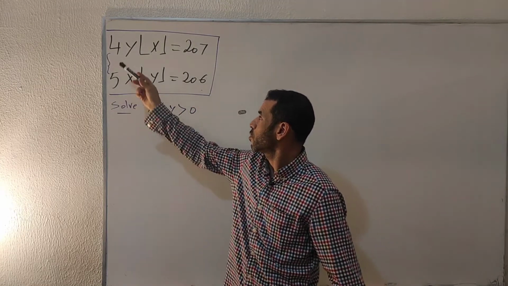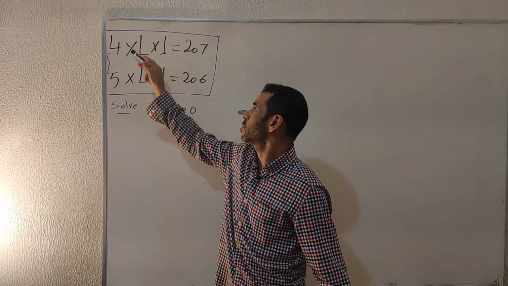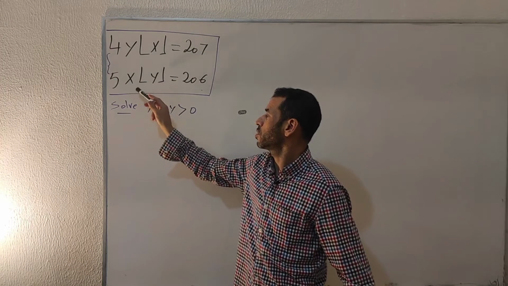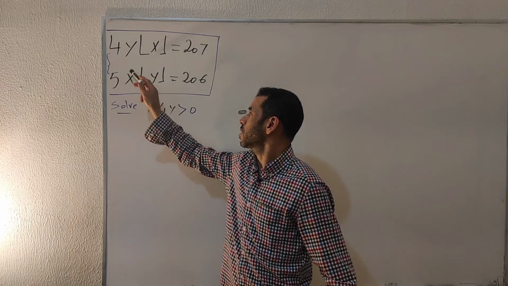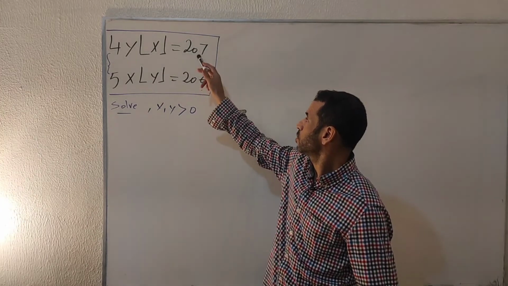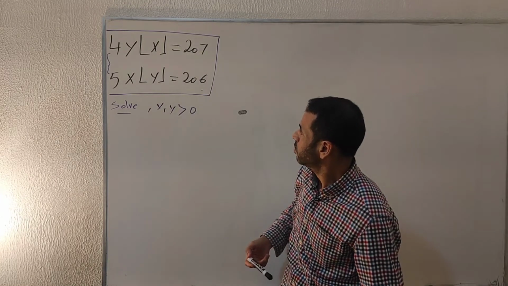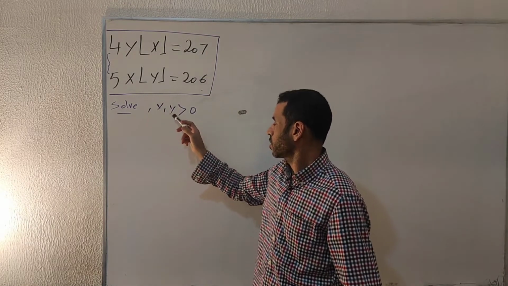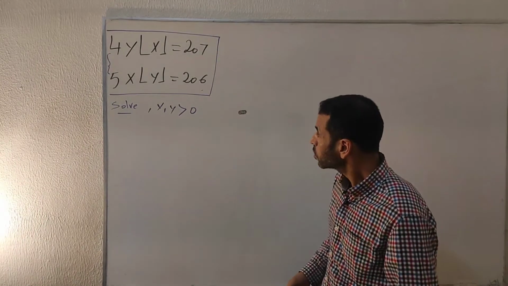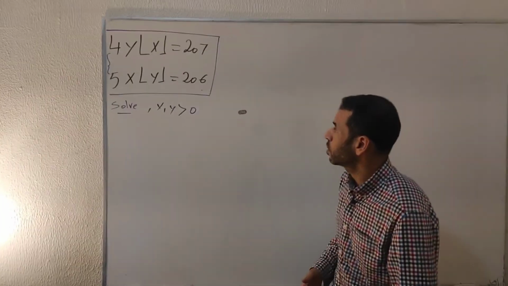In the first equation, we have y as a variable multiplied by the floor of the other variable. In the second equation, the inverse: we have x instead of y, and the floor of y instead of the floor of x. The numbers between the first and second differ by just one, 207 and 206, for all x, y strictly greater than 0 as real numbers. If you want to give it a try and get promptly into the solution, go ahead and pause this video, and come back when you want to see the full solution.